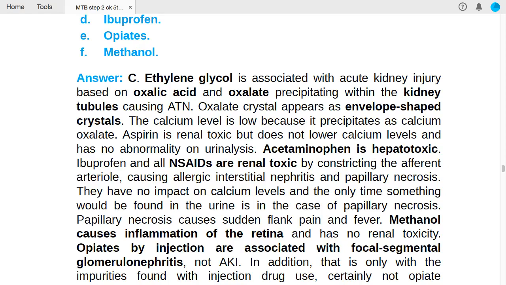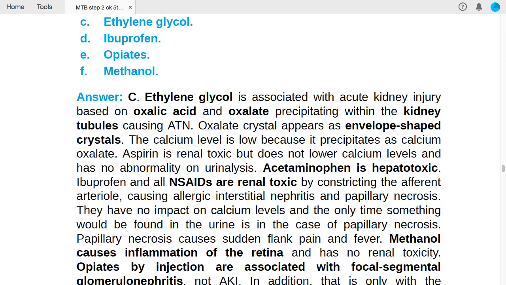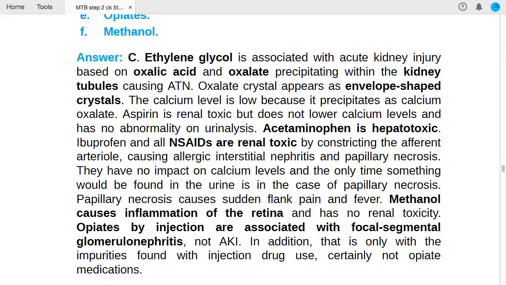Opiates by injection are associated with focal segmental glomerulonephritis, not acute kidney injury. So this option E, opioids, we are not going to choose it. Why? Because we have to memorize that opioids can cause glomerulonephritis, of the focal segmental type. It does not cause AKI, that is acute kidney injury. In addition, that is only with the impurities found with injection drug use, certainly not opiate medications.